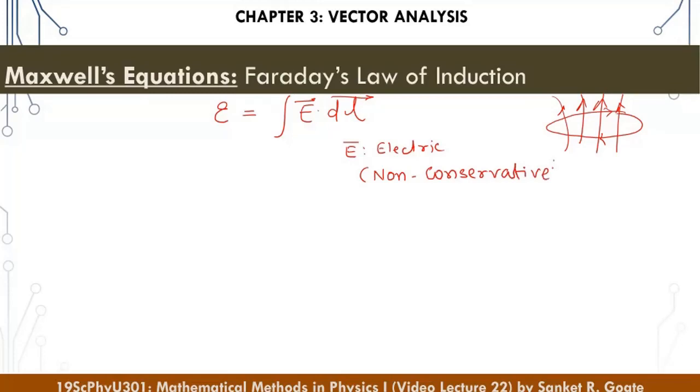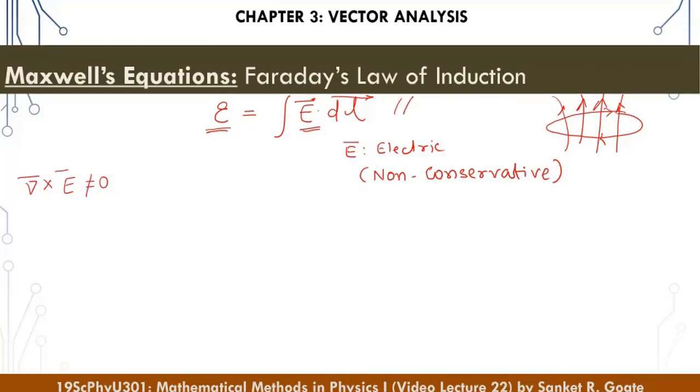And therefore, if you consider the static electric field and take the curl of that electric field, it is always equal to 0, because the static electric field is a conservative field. But when it comes to Faraday's law of induction, the EMF induced and the electric field associated with it is now a non-conservative electric field, and therefore del cross E is non-zero. It is no longer 0.